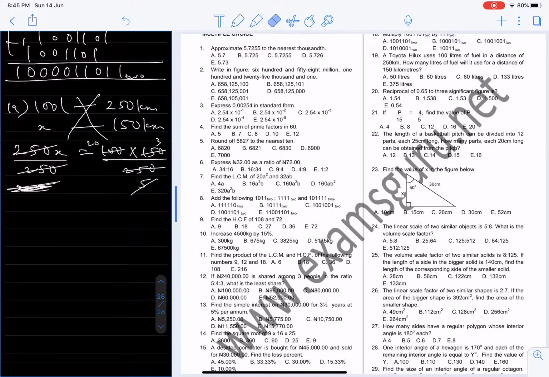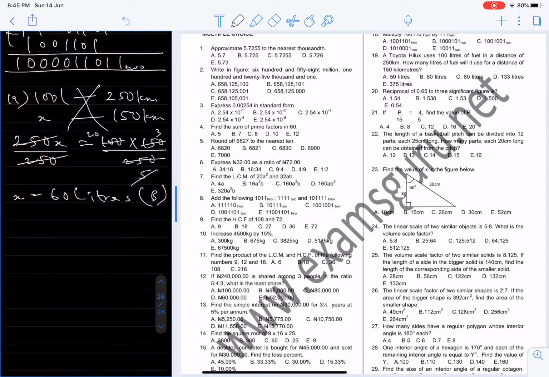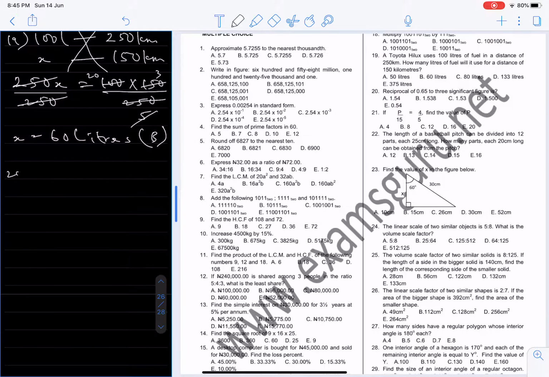And that means x equals 60 liters. So the amount of fuel consumed in a 150 kilometer journey was 60 liters, and that's option B. Yeah, let's go. Number 20 very quickly.